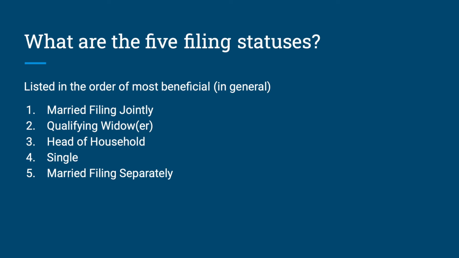Listed in the order of most beneficial in general, this is not always the case, but I would say most often, and the IRS would agree, because this is a list straight from the IRS: the most beneficial in general is married filing jointly, with the second most beneficial being qualifying widow or widower, the third most beneficial being head of household, the fourth being the single filing status, and the fifth being married filing separately.